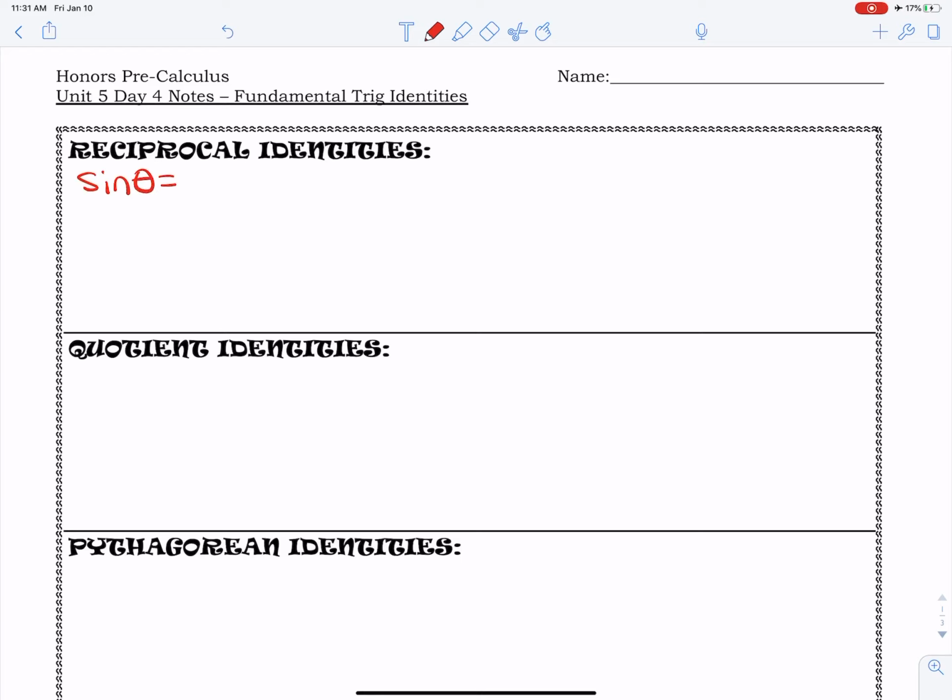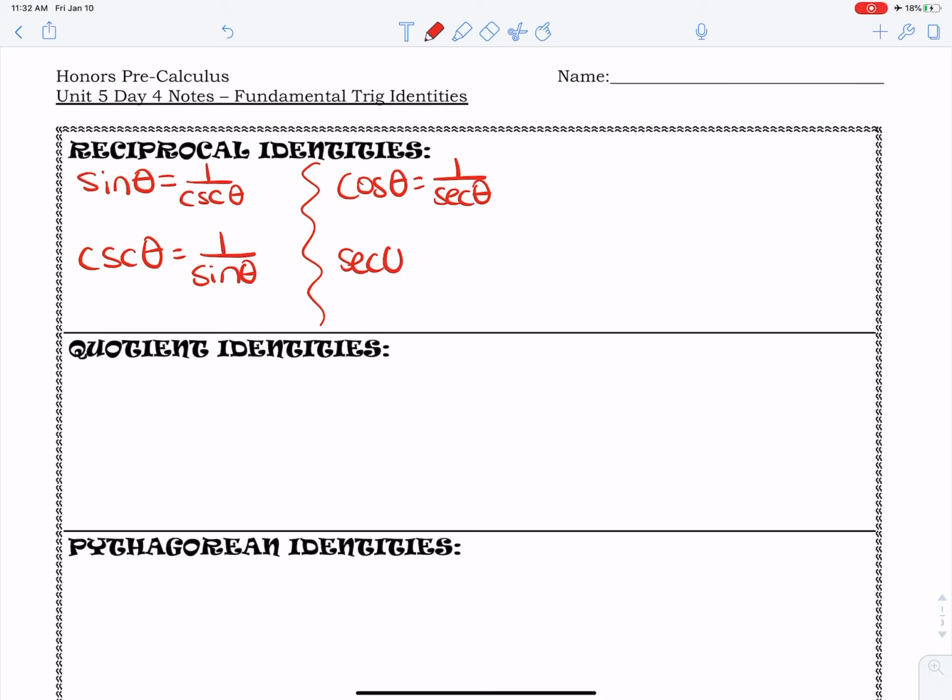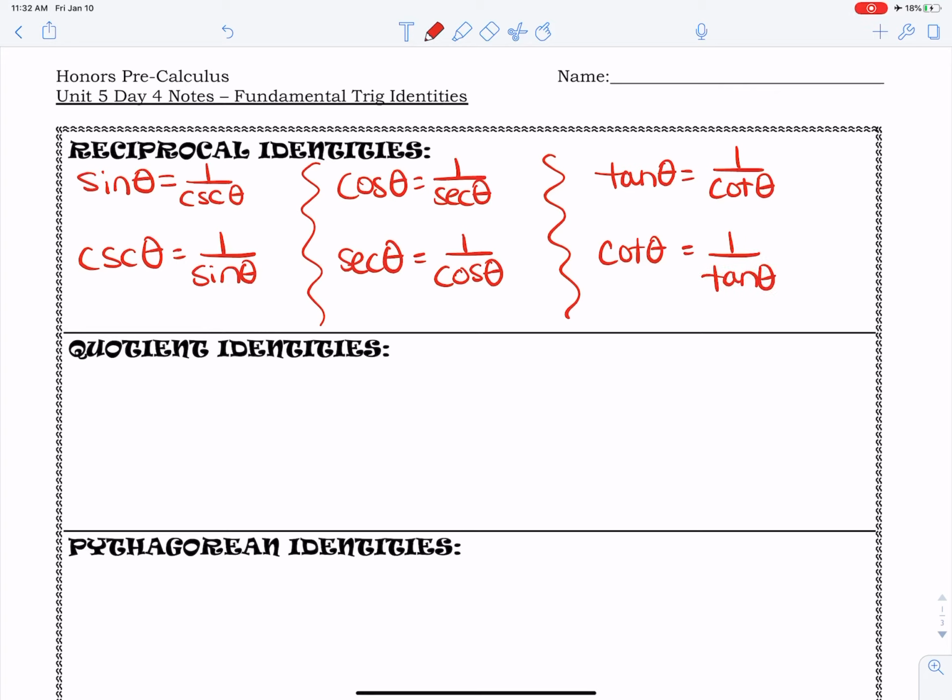Sine theta, and you know theta is just an angle. The reciprocal is the same thing as 1 over cosecant theta. Therefore, cosecant theta, the reciprocal is 1 over sine theta. Cosine theta, reciprocal is 1 over secant theta. And so secant theta, the reciprocal is 1 over cosine theta. And tangent theta, y'all already know, is 1 over cotangent theta. And cotangent theta is 1 over tangent theta. So it's just actually having these identities in one spot, all reciprocal identities.